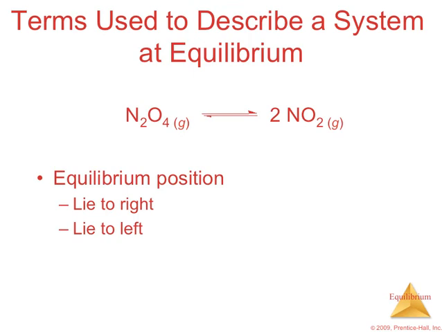Terms used to describe a system at equilibrium. Sometimes we will have more products present than the reactant. And if that's the case, the equilibrium is said to lie to the right. If at my equilibrium I have a higher concentration of reactants, then the equilibrium position is said to lie to the left.